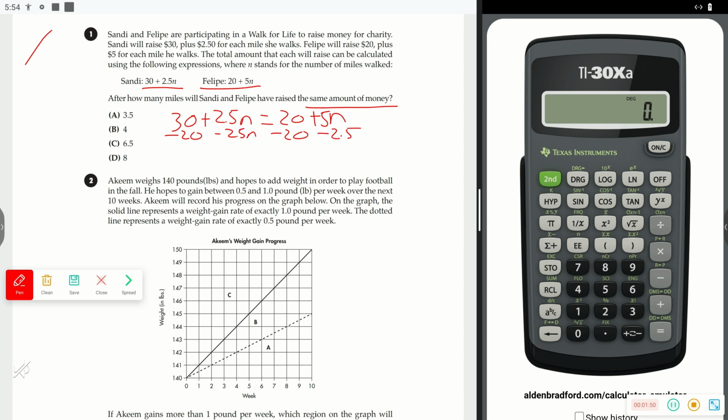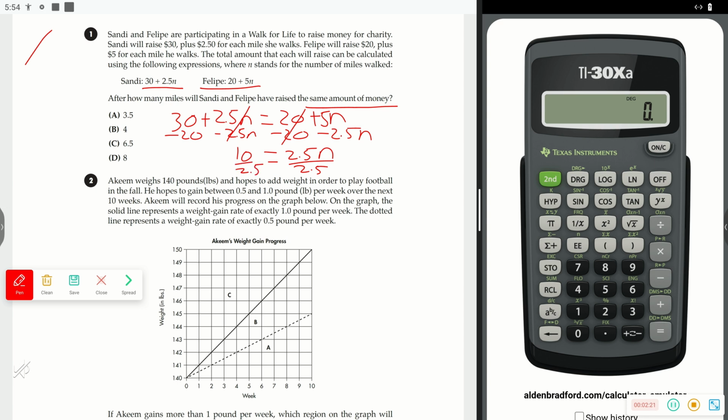And whenever we do that, we're going to have 30 minus 20, which is going to be 10, equals, this cancels out because it goes to 0, this cancels out because it goes to 0. This is supposed to be 2.5n. 5n minus 2.5n is 2.5n. So then to get rid of the 2.5 in front of the n, we have to divide both sides by 2.5, divided by 2.5.